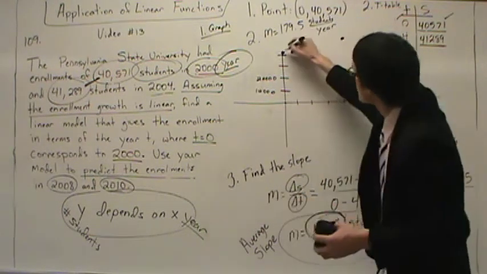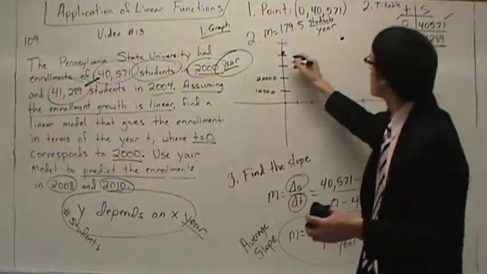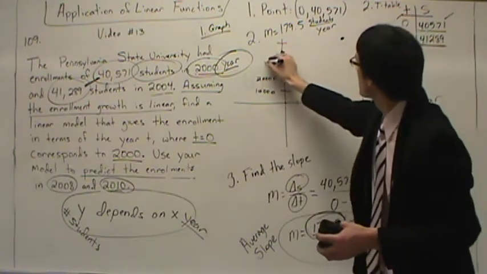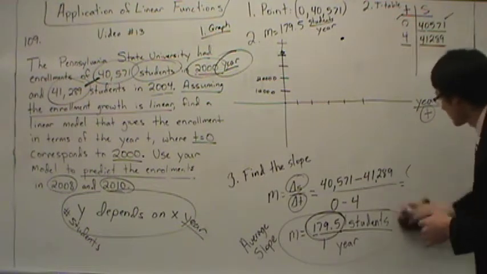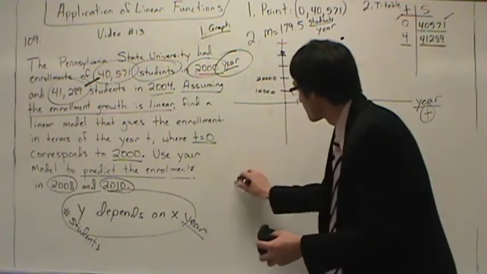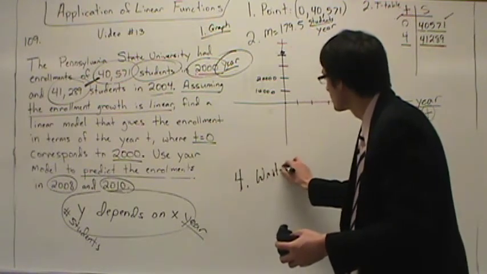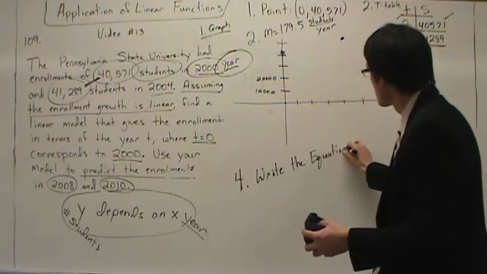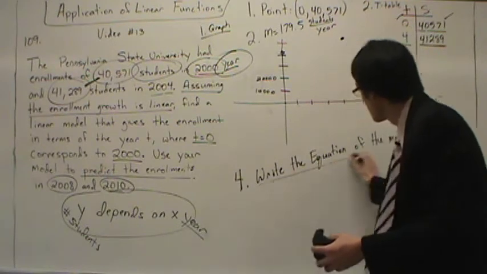Hopefully you can see that the trend is upward. If we were to graph a line through these 2 points, the slope would be what? The slope would be positive. Now, step 4 is to write an equation. Step 4, write the equation of the model.